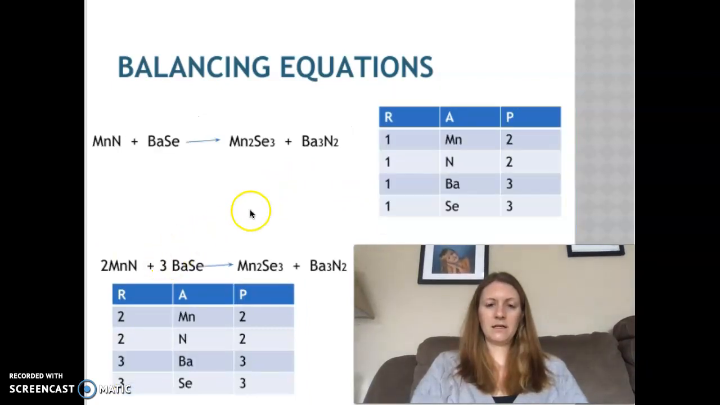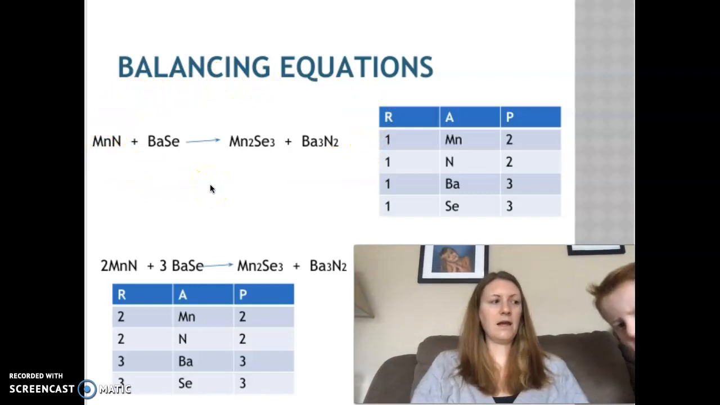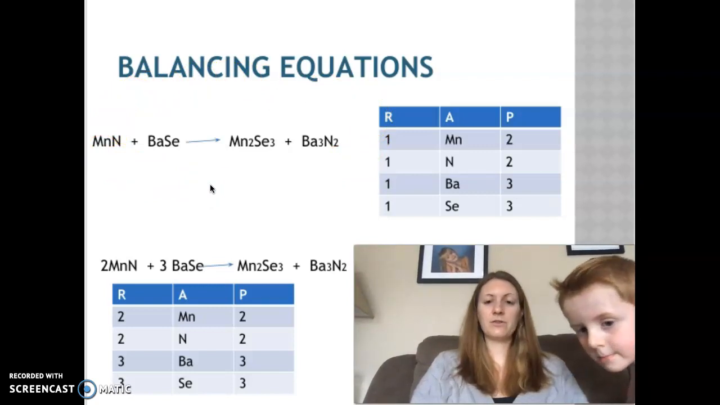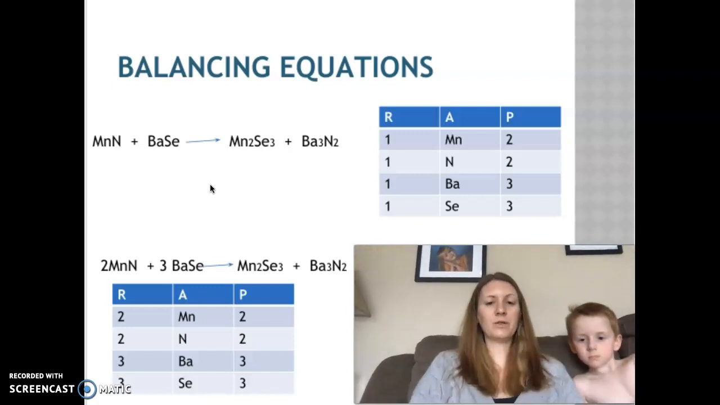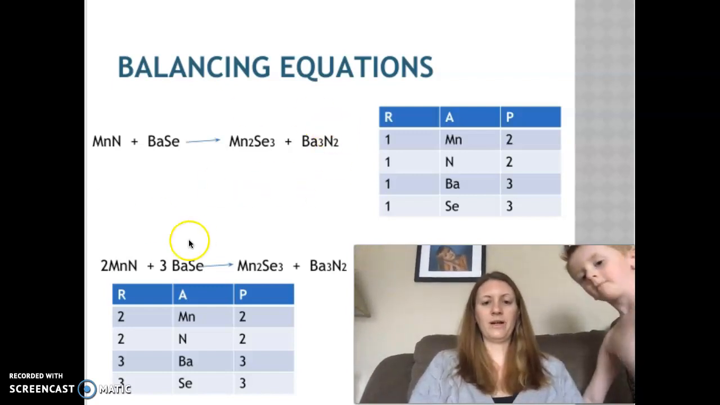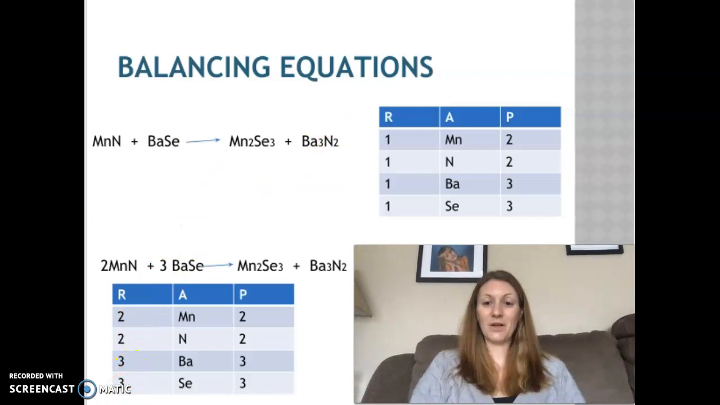All right, here is another example. I would like you to work through that one, and then I'm expecting you guys to post your answers on Google Classroom for what the coefficients would be for this equation when it's done and balanced. Good luck.